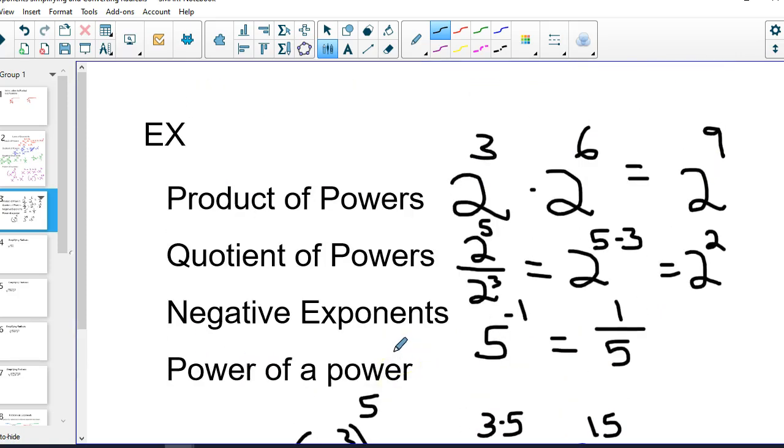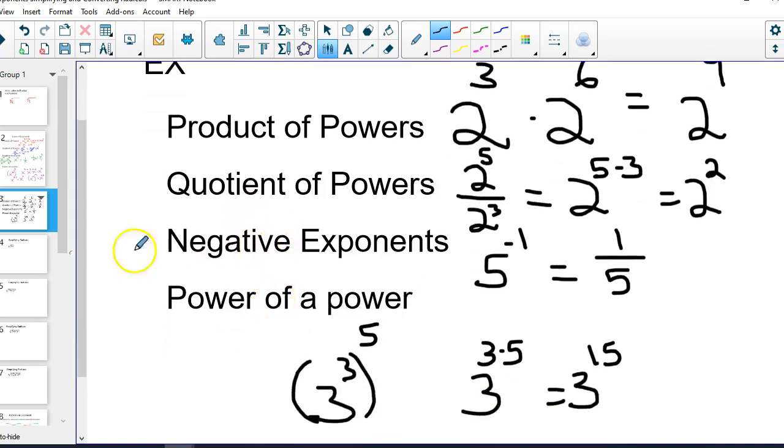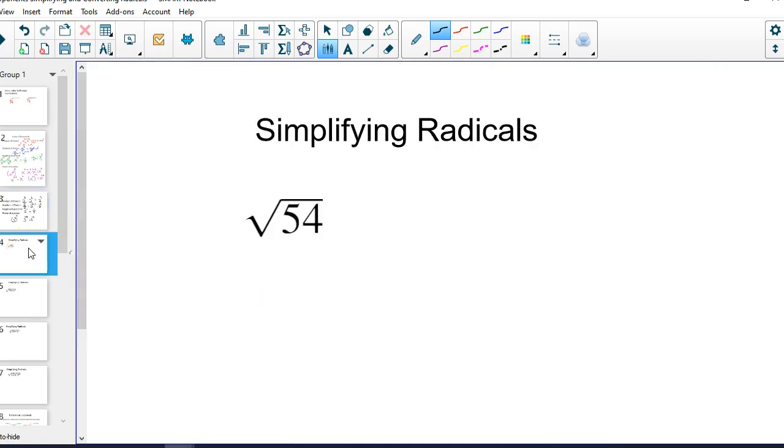Should be a little bit of a review. I know you use these in Algebra 1. I think some of them use a little bit in geometry, but not too much. But nice little review because they'll be useful to us later. Another thing we're going to want to review is simplifying our radicals.